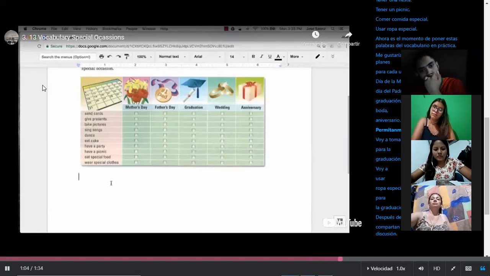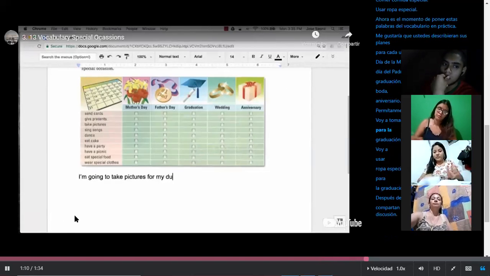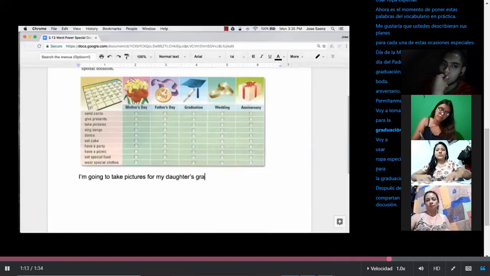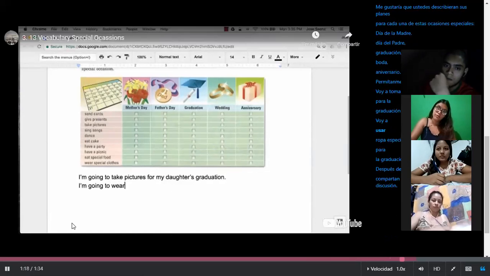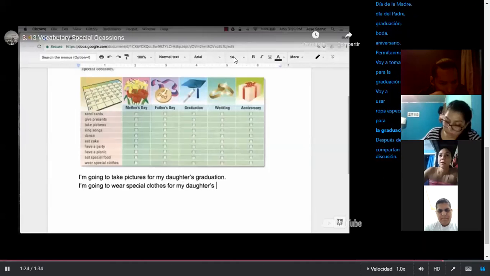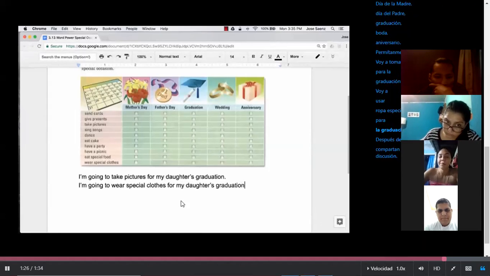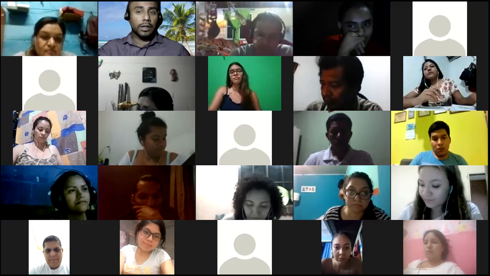Let me give a quick example. I'm going to take pictures for my daughter's graduation. Okay, él dice, voy a tomar fotos para el día de graduación de mi hija. I'm going to wear clothes for my daughter's graduation. So, right there, va a ser 5. Any questions?